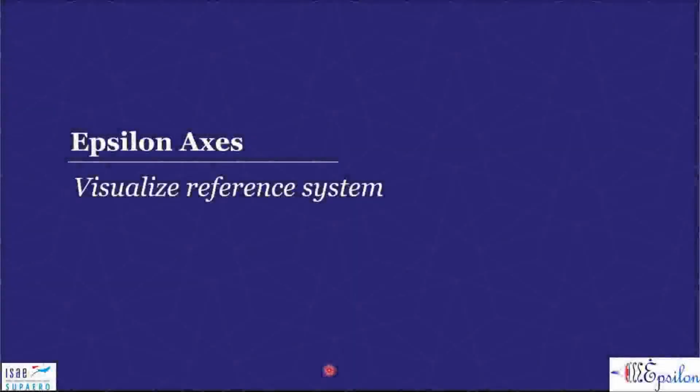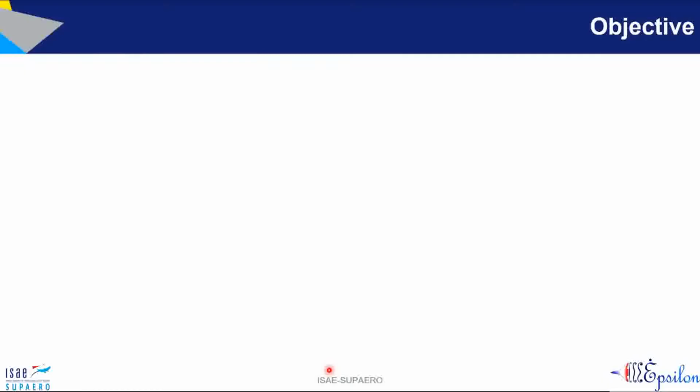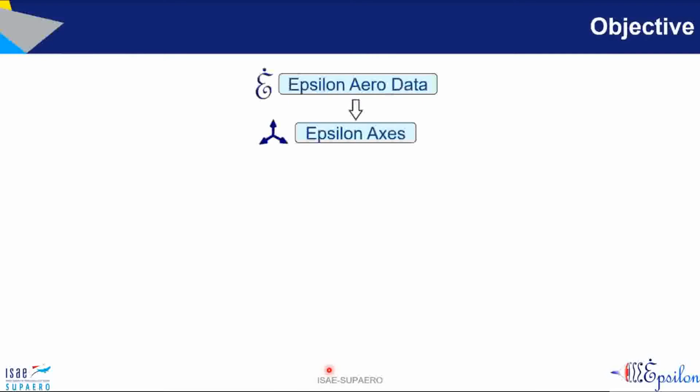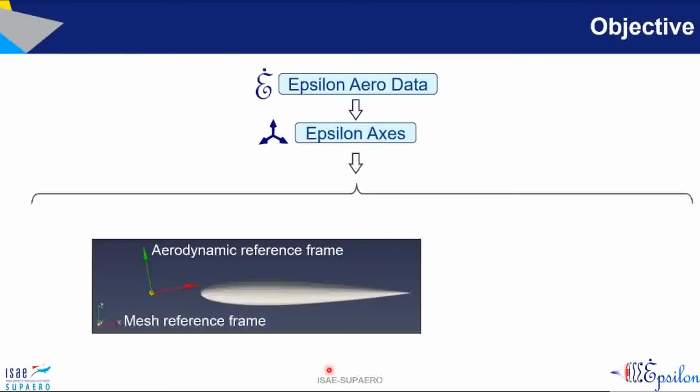In this video, you will learn to use Epsilon Axis. Epsilon Axis is a tool that allows you to visualize the aerodynamic reference system. Basically, Epsilon Axis is a filter that can be applied on top of Epsilon aerodata. It allows you to visualize the aerodynamic reference frame.